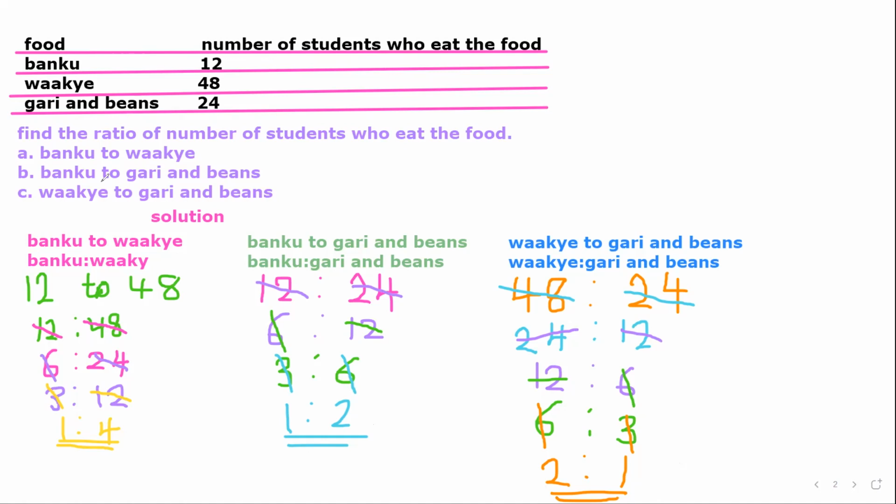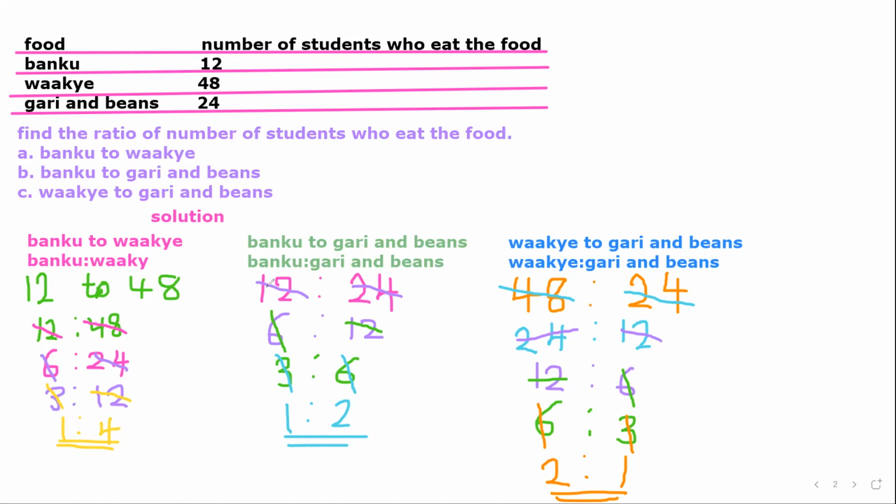Finally, the relationship between banku to wache, we have 1 to 4, which shows that when you call 5 students, only 1 person will tell you that they prefer banku, and 4 people will prefer what? Wache. Okay, good. And when you come to banku to gari and beans, you will realize that only one person will prefer banku to what? To gari and beans. Two persons prefer the gari and beans.